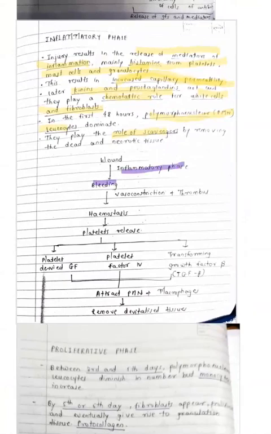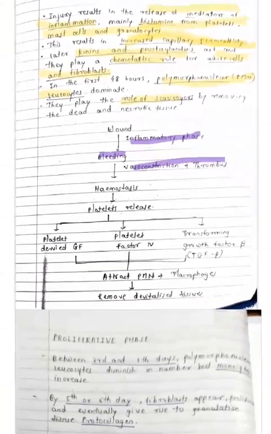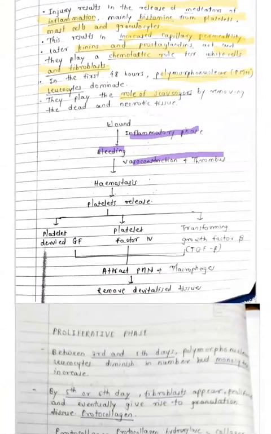So in the inflammatory phase of a wound, there will be bleeding, then vasoconstriction and thrombus formation will occur, then hemostasis. For hemostasis, platelet release will occur, then platelet derived growth factor, platelet factor 4, and transforming growth factor beta. These will be released by the platelets, and this will attract polymorphonuclear leukocytes and macrophages, and they will remove all the dead and necrotic substances. So this is about the first phase, which is the phase of inflammation.